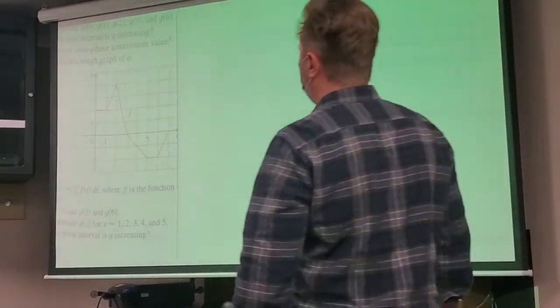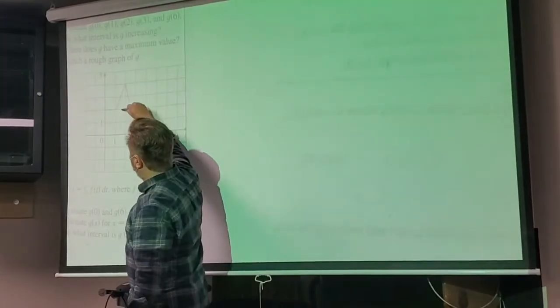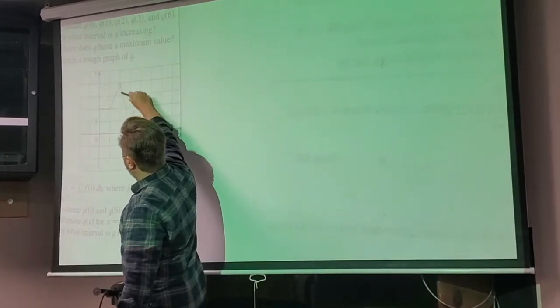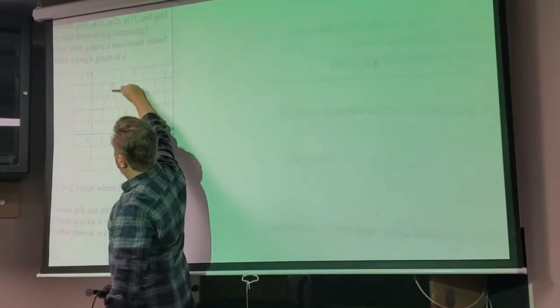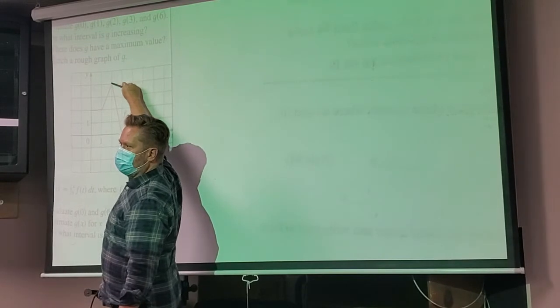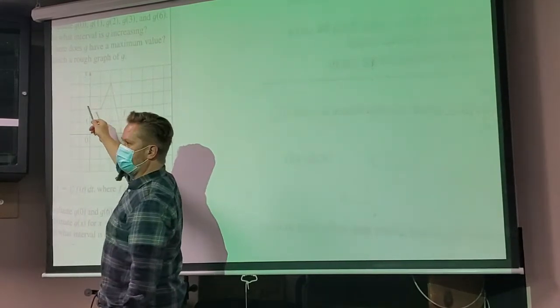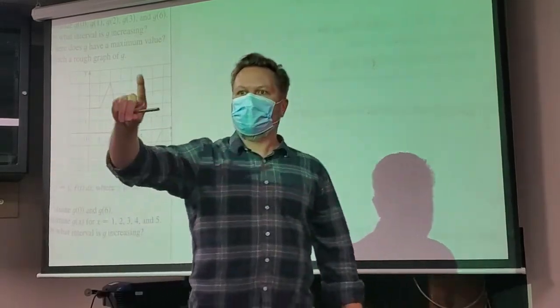It's a rectangle. Good. So there's another rectangle. We know that area is 2. And then there's this triangle. It's 2 tall, yes? Not too tall, but 2 tall, and 1 over. So what's its area? 1. So what's G of 2 then? 5.